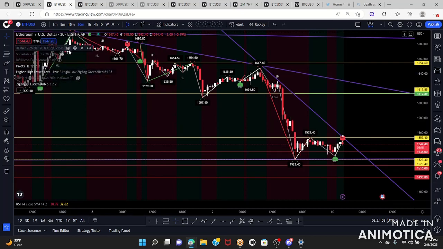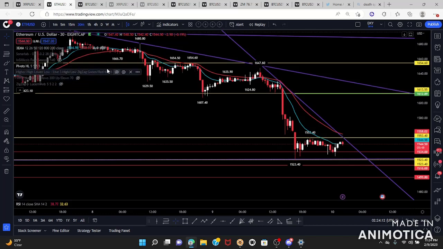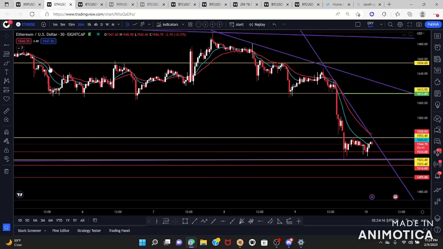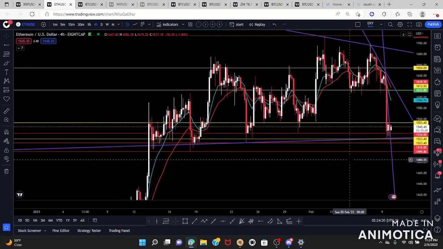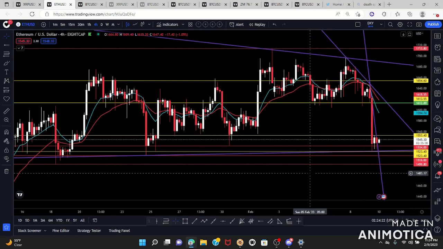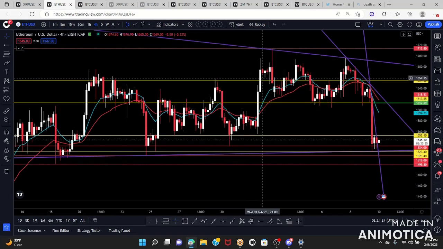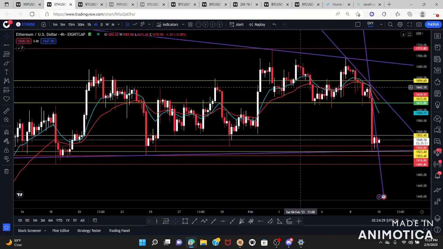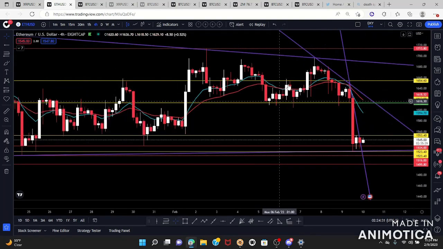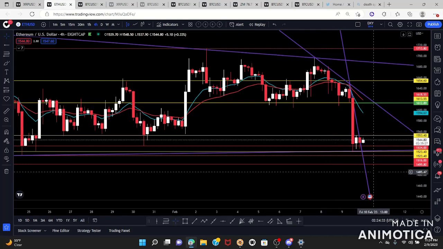Don't forget to turn on your EMAs. I like to use the 12 and 26. But one thing that's really important for me to mention is that I trend with the flow. I trend with the bigger time frame flow. So I start off at my 4 hours. So if price action is above the 12 and the 26, I only consider longs. If the price action is below 12 and 26, I consider shorts.